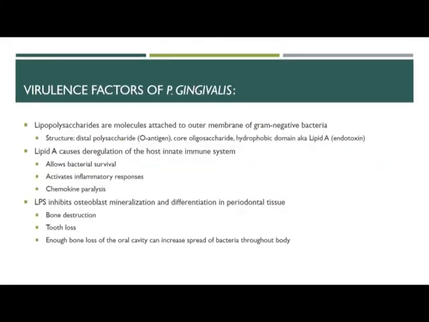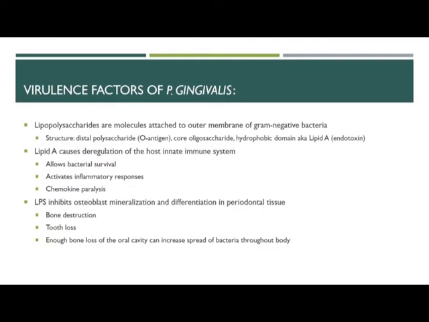Lipopolysaccharides are molecules attached to the outer membrane of gram-negative bacteria. If you remember from the beginning of the summer, we talked about in the crash course for microbiology how gram-negative bacteria have the inner membrane, the thin cell wall, and the outer membrane. It's on that outer membrane, which is specific to gram-negative bacteria, that the lipopolysaccharides exist.